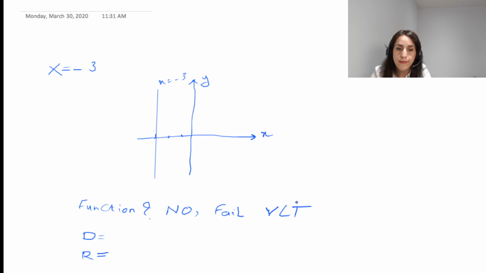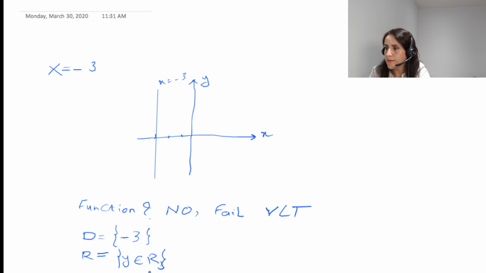However, I can still write down the domain and range. For this one, the only value that I have for the domain is negative 3. There is no other value. All of the points have it. How about range? For range, there is no restriction. It is starting from negative infinity and continuing to positive infinity.